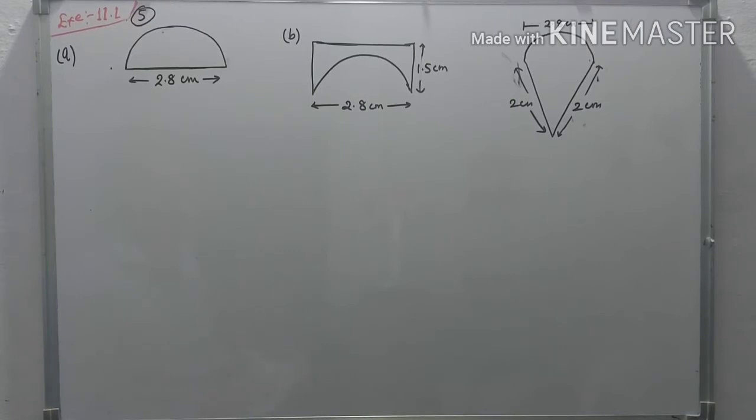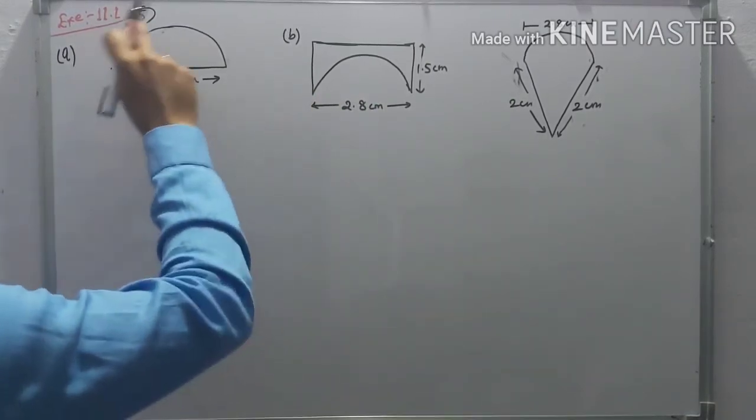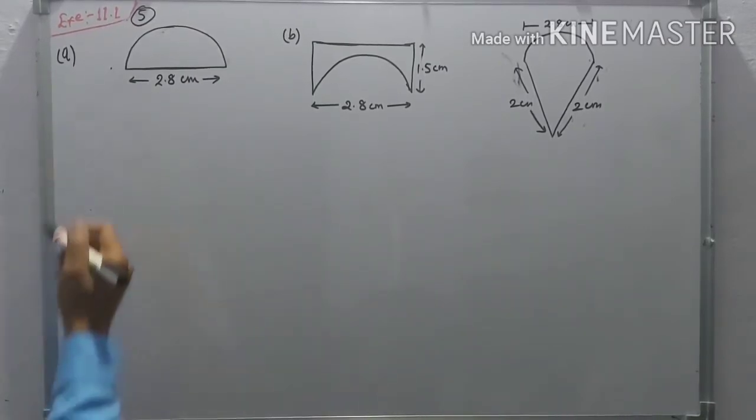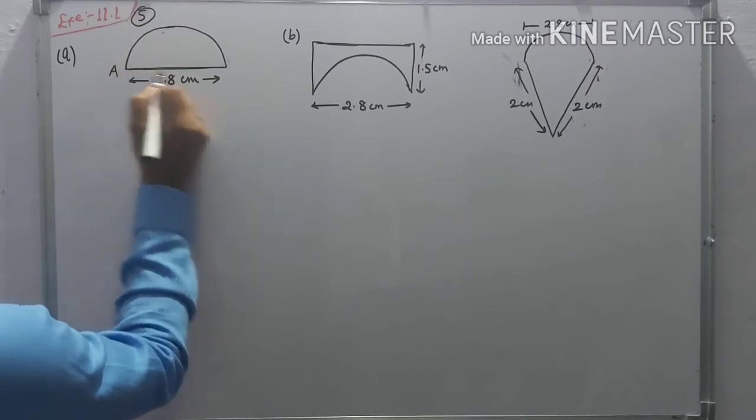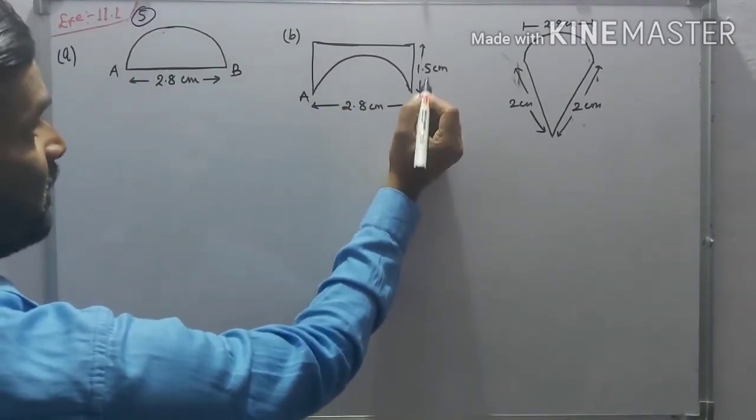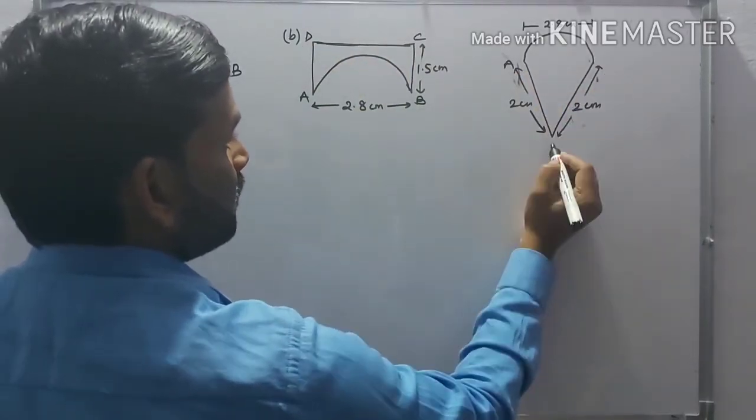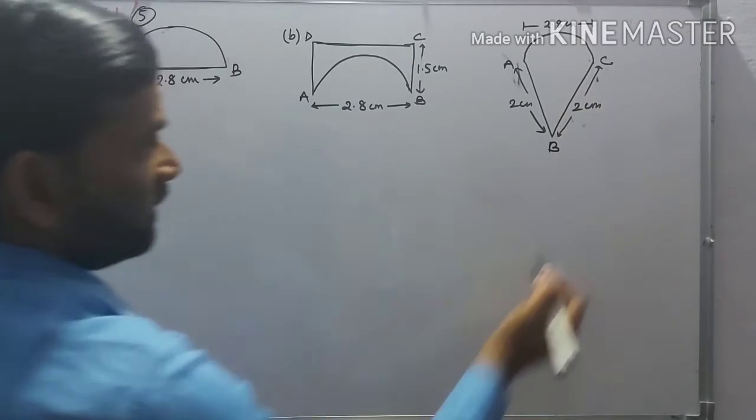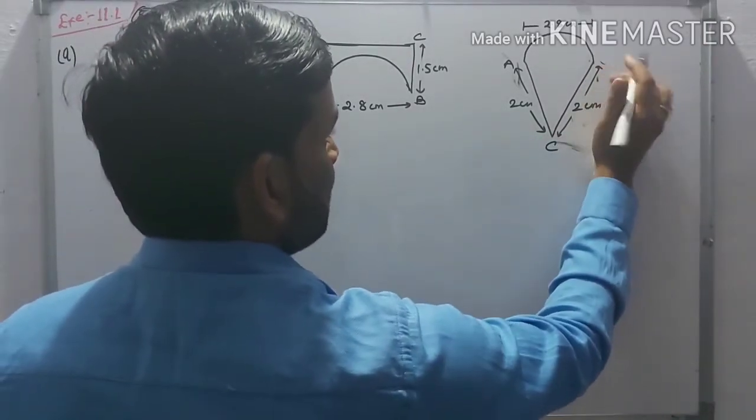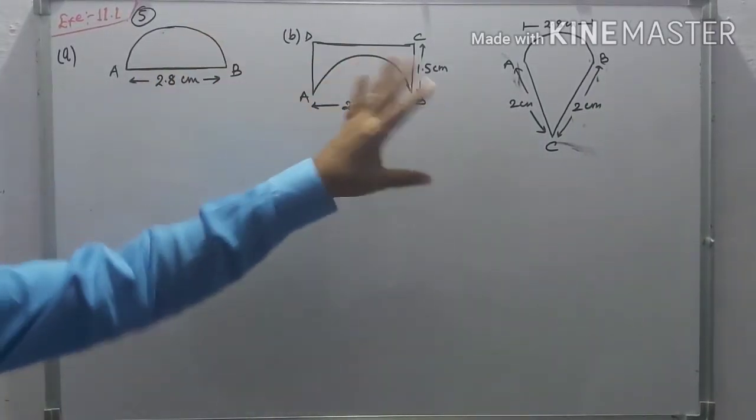The three given shapes are A, B, and C, and the ant will move around each. Around means you have to find only the perimeter. Now write the points A, B, C, and D on the shapes. This means we have to find the perimeter of all the shapes.